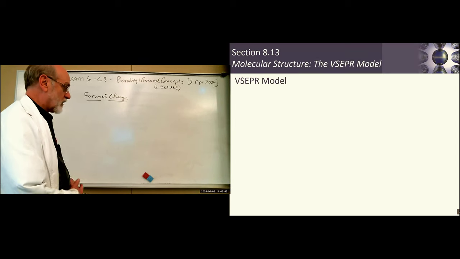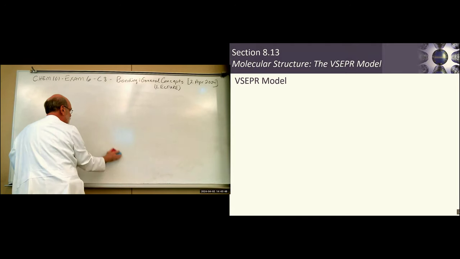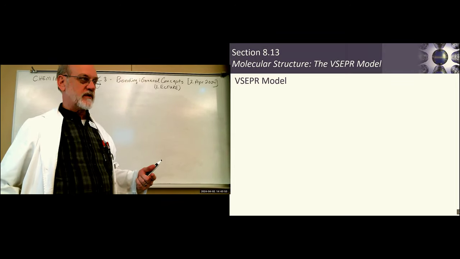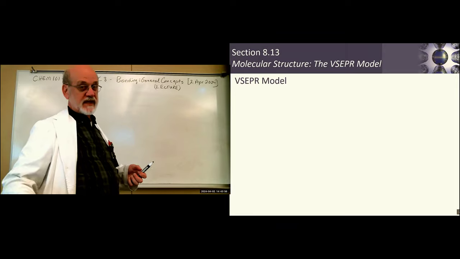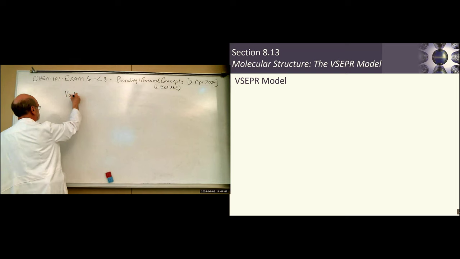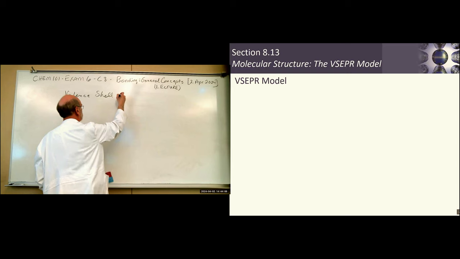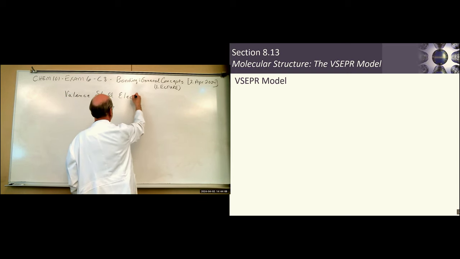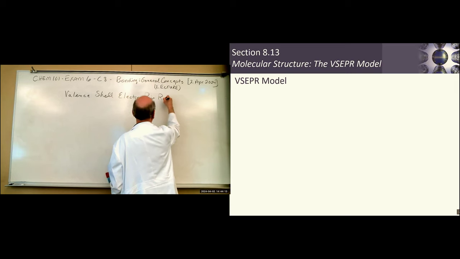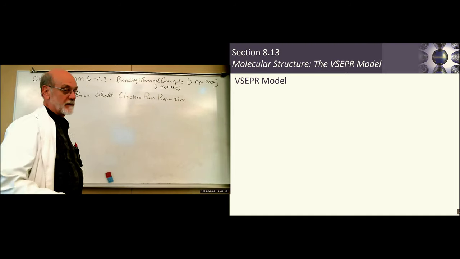All right. Now that we know how to draw a Lewis dot structure and pick the best one, we're going to use the Lewis dot structure to predict the geometry of a molecule using the VSEPR model. VSEPR stands for valence shell electron pair repulsion. VSEPR.